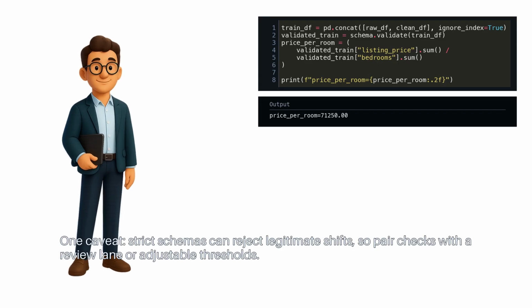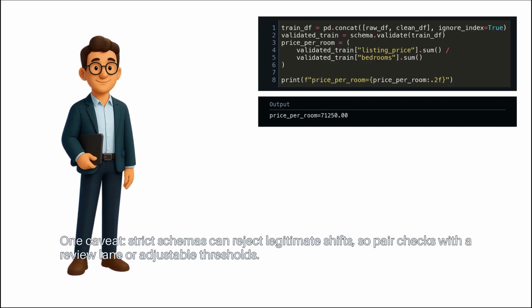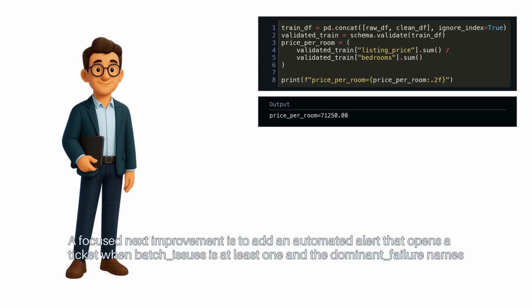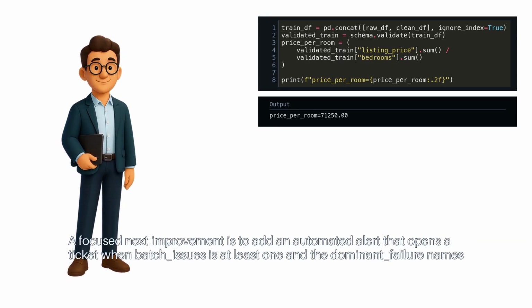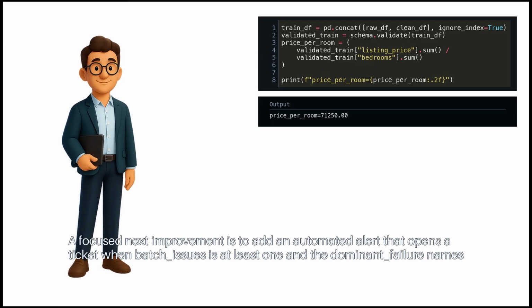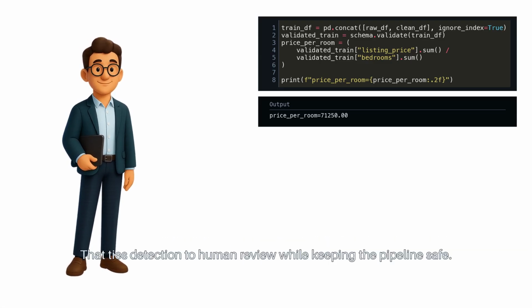One caveat: strict schemas can reject legitimate shifts, so pair checks with a review lane or adjustable thresholds. A focused next improvement is to add an automated alert that opens a ticket when batch_issues is at least 1, and the dominant failure names listing price. That ties detection to human review while keeping the pipeline safe.